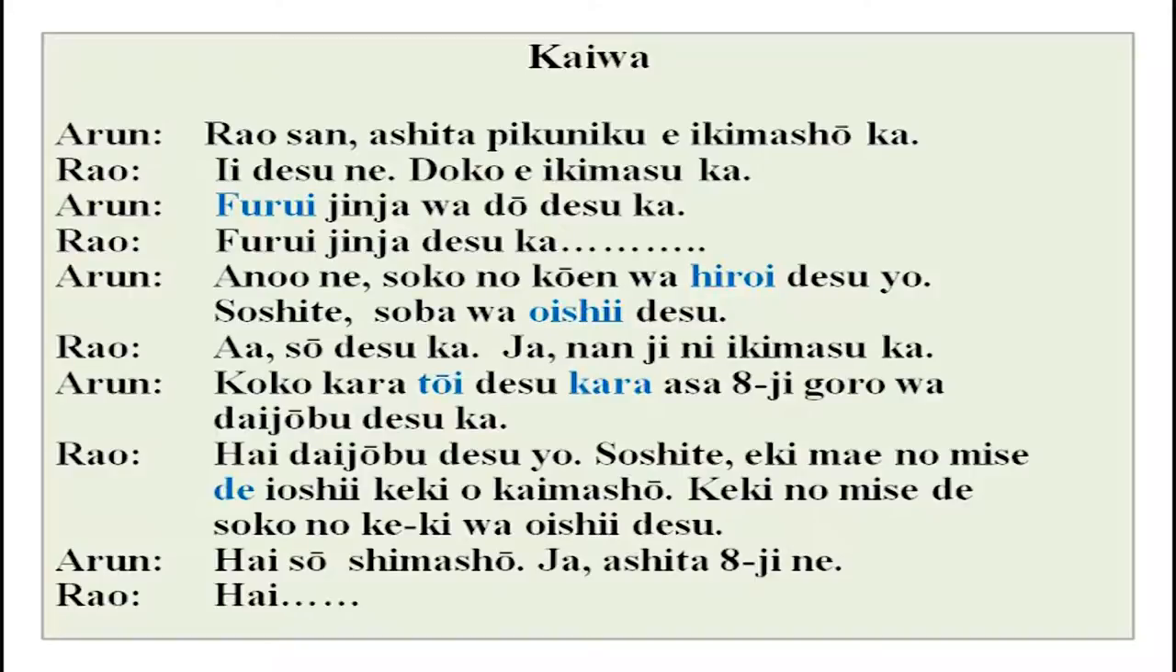Ah, so desu ka. Ja nanji ni ikimasu ka? Koko kara toi desu kara, asa 8 ji goro wa daijoubu desu ka? Koko kara is from here. It is very, very far. So, 8 ji goro, around 8 o'clock wa daijoubu desu ka? Hai, daijoubu desu yo. So shite, ekimae no mise de oishii keiki wo kaimashou.